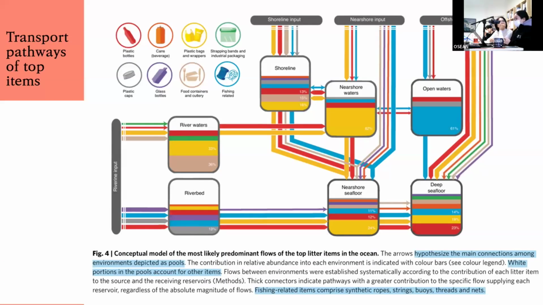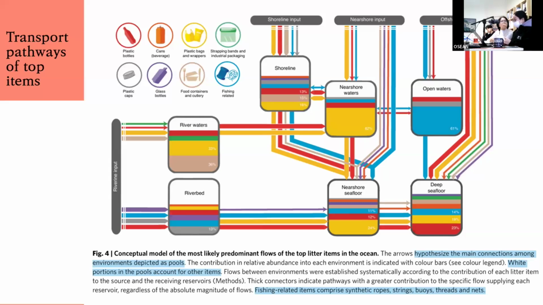On the basis of an illustrative flow diagram of ocean litter and the relative proportions per environment, the authors propose an initial conceptual model of the most likely flows of top items, as shown here in figure 4. This figure shows the conceptual model of the most likely predominant flows of the top litter items in the ocean. Each of these arrows hypothesizes the main connections among environments, which are depicted as pools. The contribution of relative abundance into each environment is indicated by each color based on the legend on the top left.